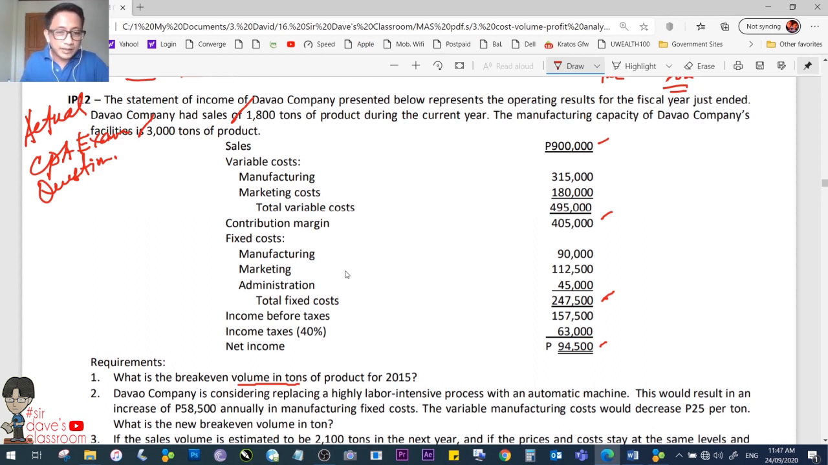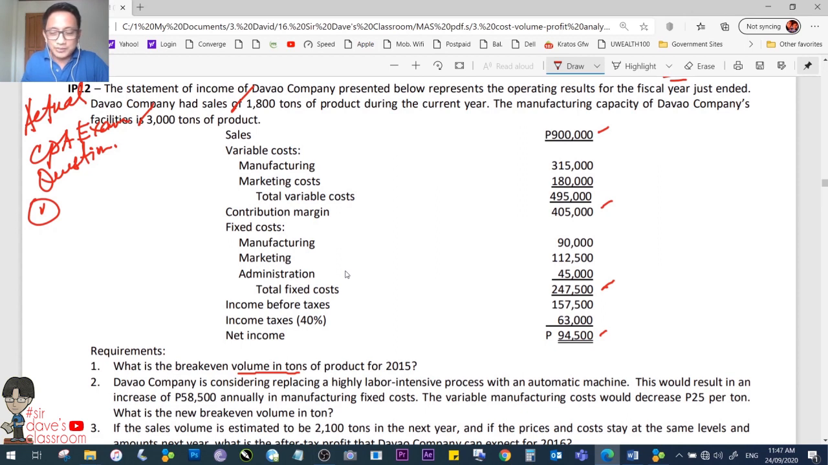So number 1, only the break-even is being asked. Oh, it's easy. So number 1, of course, maybe you will be scared. No, that's really how it is in the board exam. As we have said, more than half of the questions are easy. Total fixed cost, the problem may be presented differently, but then the concepts are still the same. Total fixed cost, 247,500.